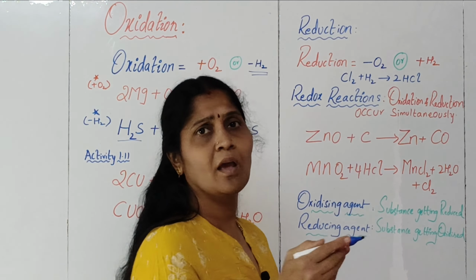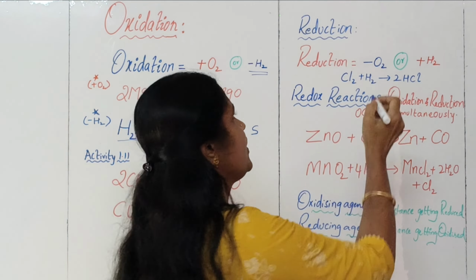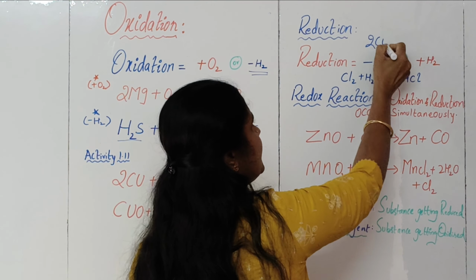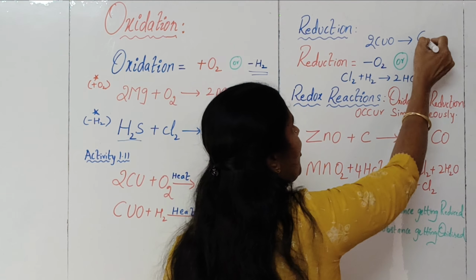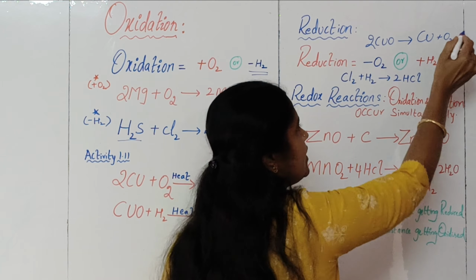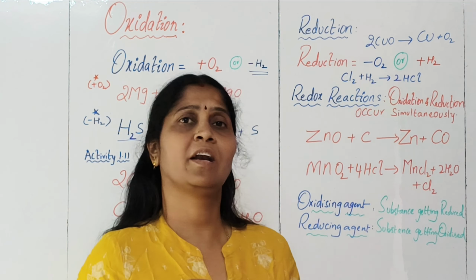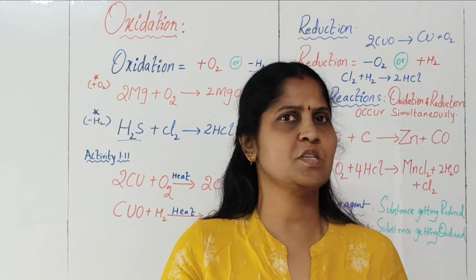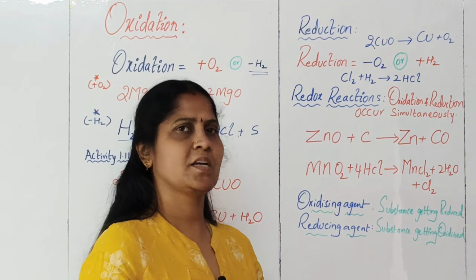Likewise, if you want to see another equation wherein you have oxygen being removed, you have the case of copper oxide. When copper oxide is getting reduced, it will form copper and also oxygen. So that is also the case wherein reduction is taking place. So like this, we can define reduction as removal of oxygen or addition of hydrogen. Through these equations, you can depict what is a reduction reaction.